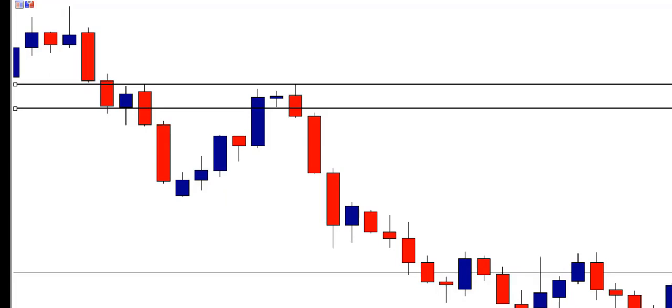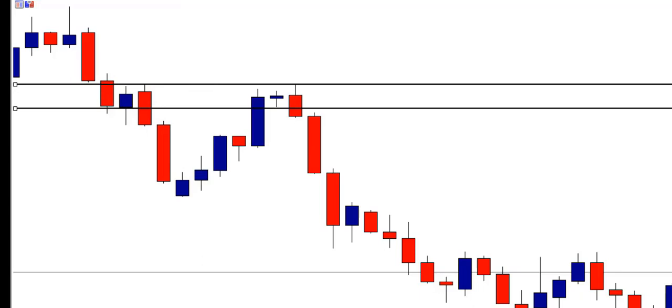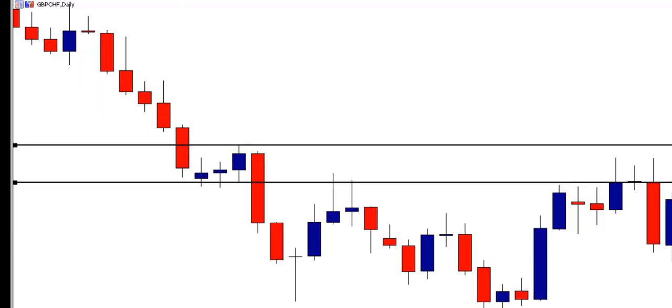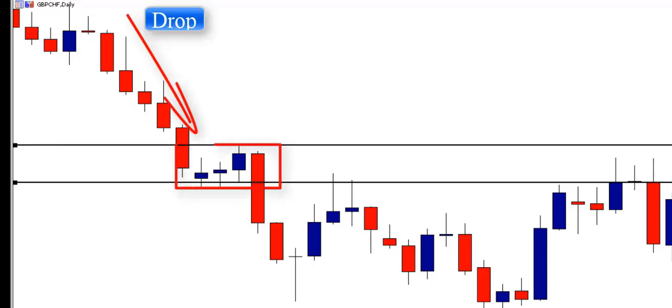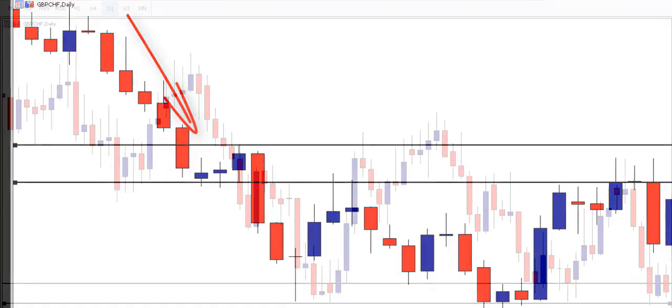This is another example. A drop, followed by a base, and a drop. When the market returns to test this supply zone, prices go down. Let me give you another example. This is another daily chart example that shows a clear DropBaseDrop continuation pattern. So this is the first move down, base or consolidation, followed by another move down. This is the supply zone, and when the market returned to test it, it was obviously rejected.